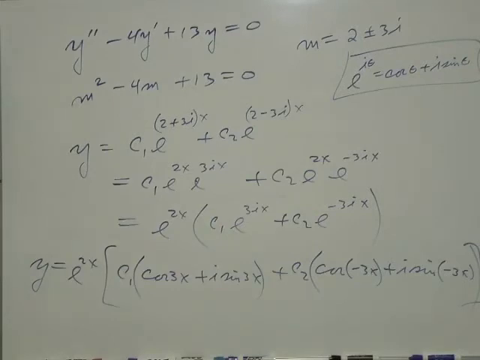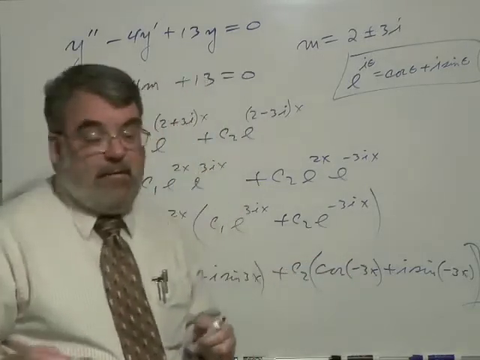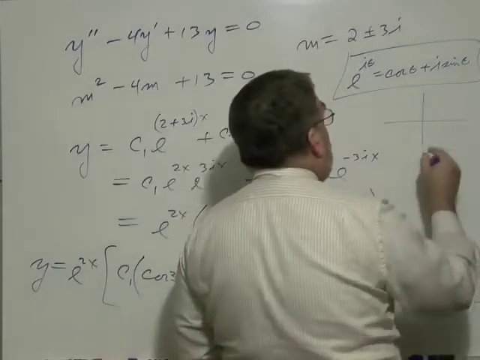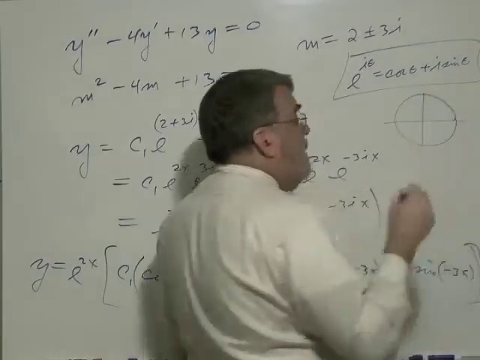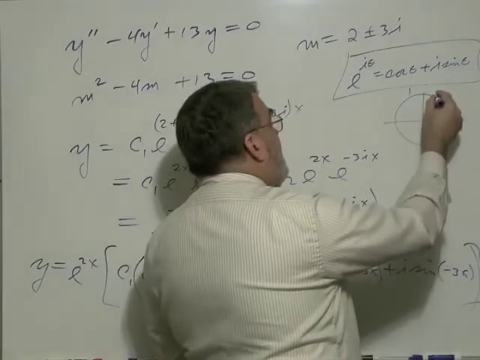Alright, so getting kind of messy here. Now, here's the good news. Cosine is an even function. The cosine of 3x is the same as the cosine of minus 3x. If you don't believe it, think about what cosine looks like on the unit circle. Cosines are the x-coordinates on the unit circle.